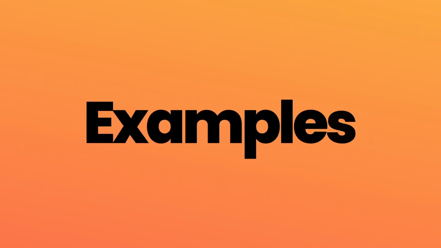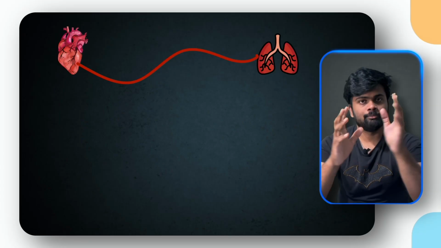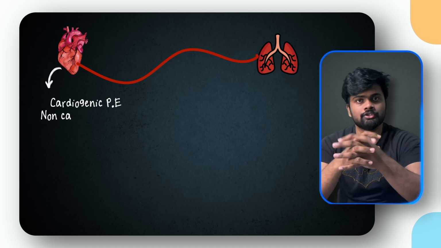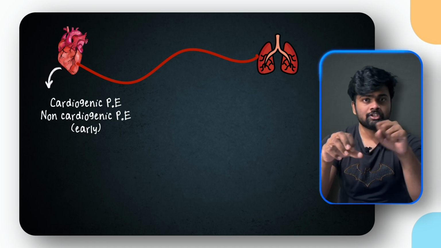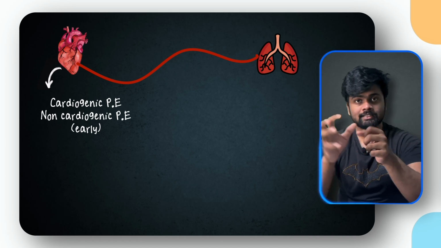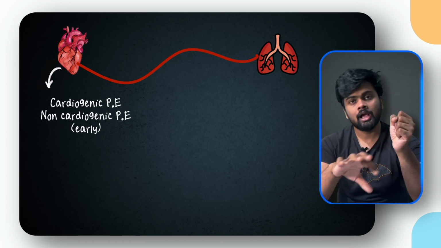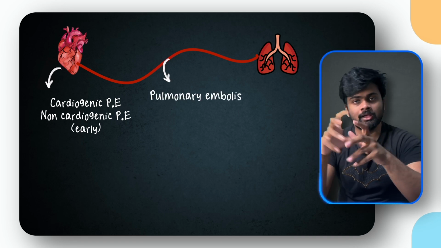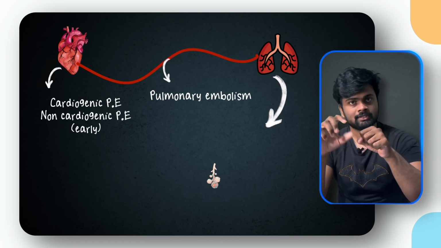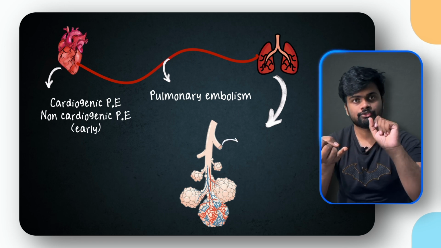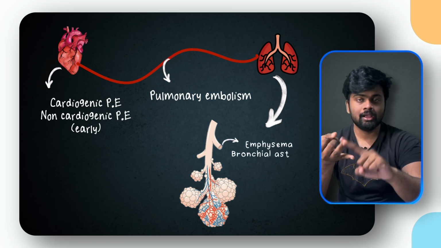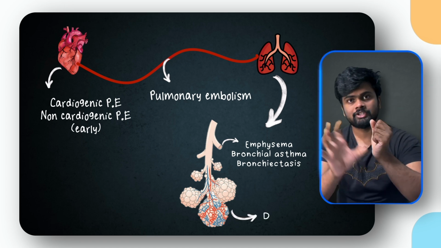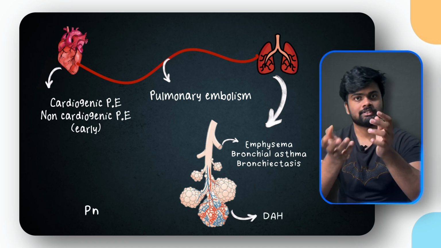Now let us understand the examples of type 1 respiratory failure with the help of this diagram. Here the heart represents cardiogenic pulmonary edema and non-cardiogenic pulmonary edema. Of non-cardiogenic pulmonary edema, only the early cases come under type 1 respiratory failure. I will say the reason why. Similarly, the blood vessel represents pulmonary embolism, and this alveolar apparatus part represents the obstructive lung diseases, which consist of emphysema, bronchial asthma and bronchiectasis. Similarly, the alveoli represent diffuse alveolar hemorrhage and the pleura represents pneumothorax.